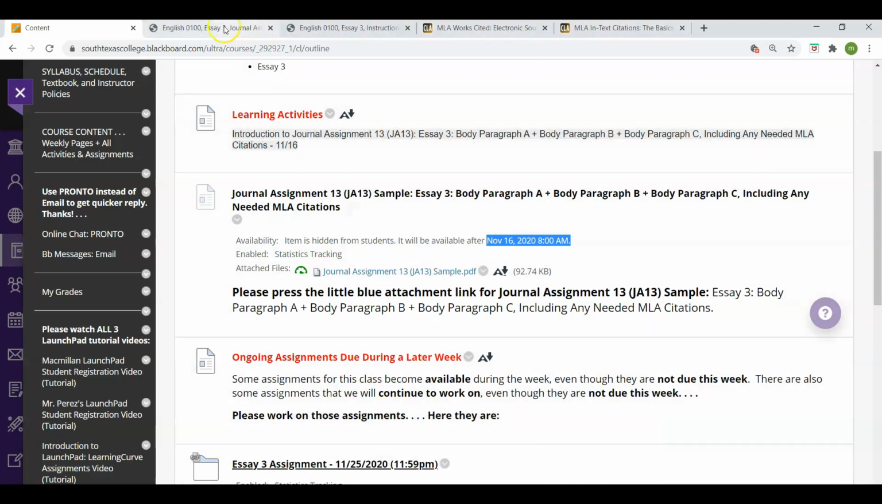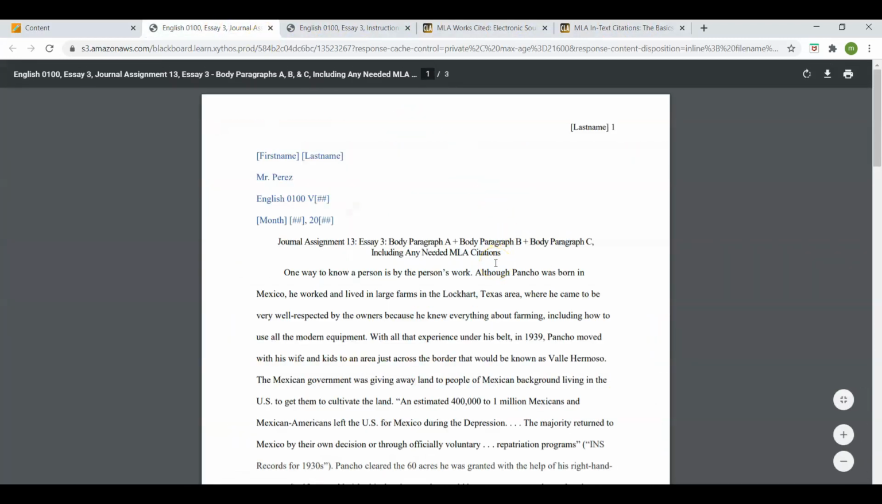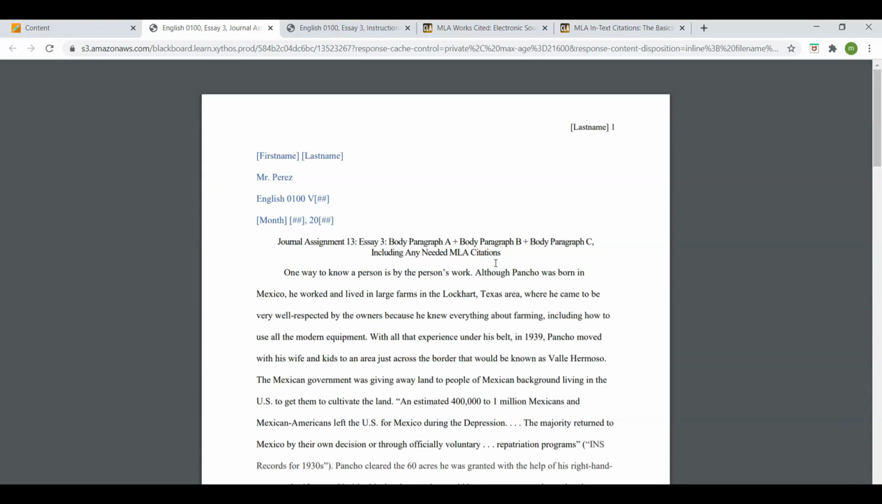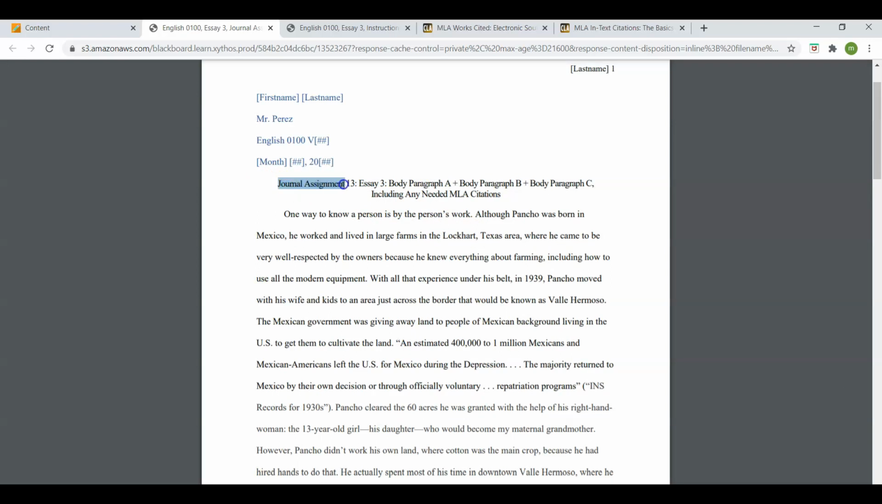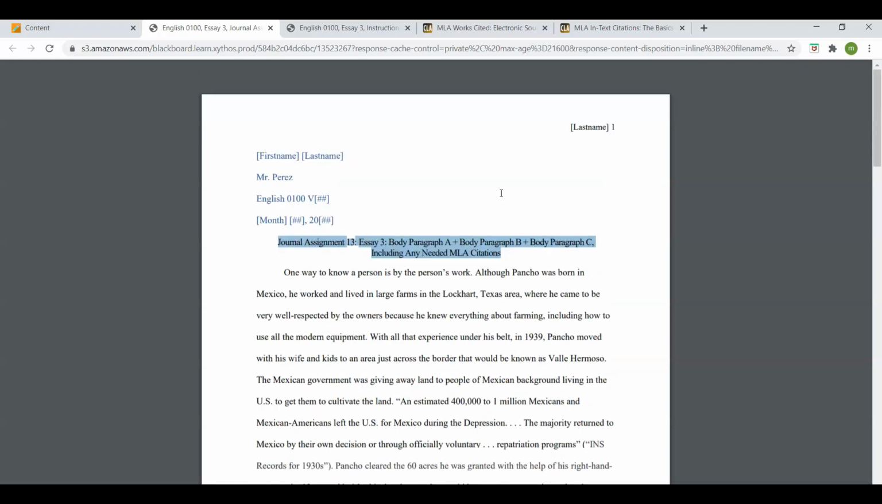So see, I opened it. Is it this one? Here it is. So this is the journal, and notice I just called it journal assignment 13, and I just pasted in body paragraph. I don't really care what it says here. If it says journal assignment 13, that's good enough. This isn't the essay's title, right? Now, in your case, yours should have your first name and your last name, English 100, V05 or V06, and then a date written out. And maybe it should already say your last name here with the page number, but I'm not too worried about that.